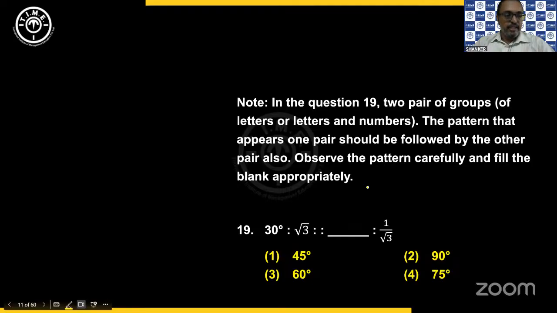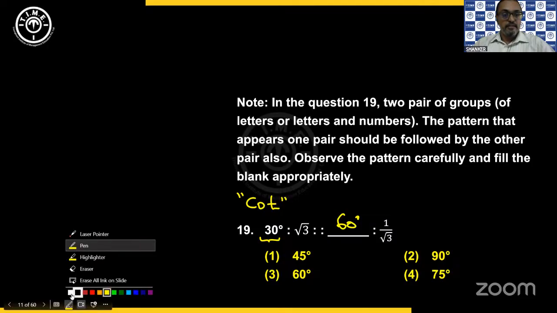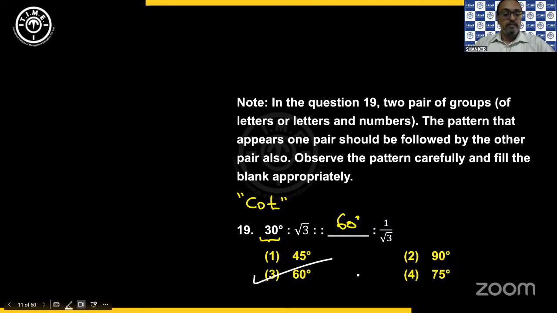Now, when you see the degrees here, you need to understand that this is about trigonometry. So which value of 30 is going to give you root 3? It is cot. Cot 30 is root 3. Then 1 by root 3 is what value? So it is going to be 60 degrees. Cot 60 is 1 by root 3. So the answer is the third option.